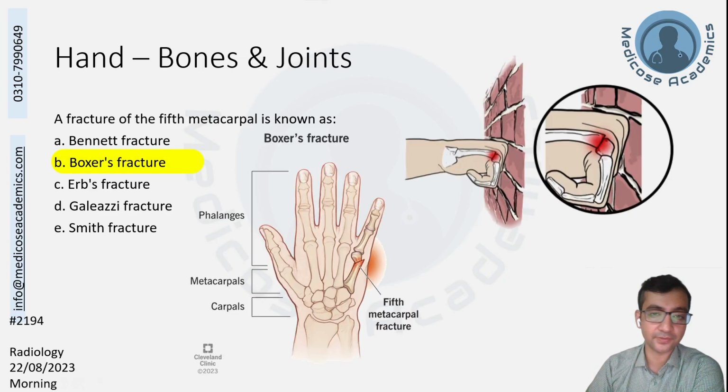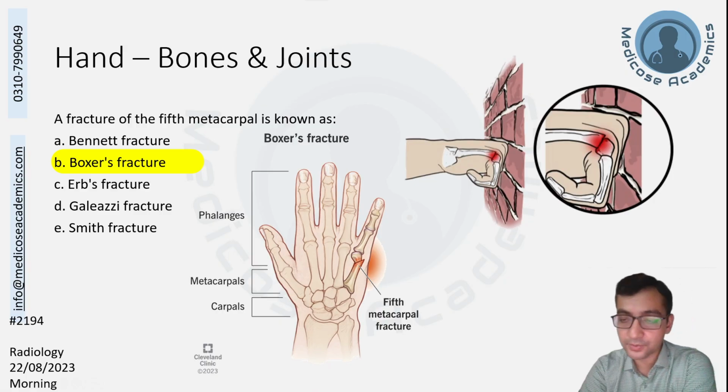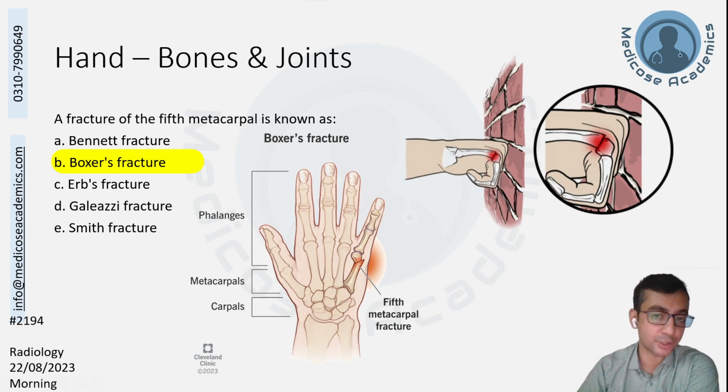Fracture of the fifth metacarpal bone is known as, and that is a recall-based question, the boxer's fracture. When someone hits the wall or a hard object with more force than his actual bone strength, then near the head the fifth metacarpal can be fractured.